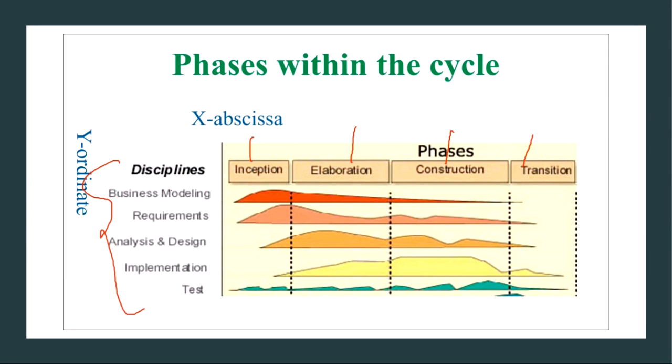Because here you implemented the code, you gave it to the tester, suppose some bugs came again, then again you will send the code back to the developer, again he will modify the code and he will send it to you, right? So that's why you are seeing a little bit of graph here, that in the transition phase also there is a little bit of implementation and so on.